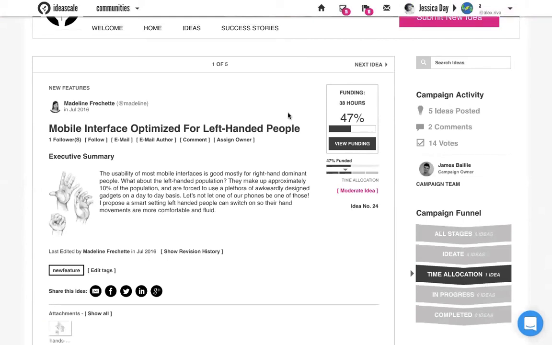So I think that's a basic overview of the different evaluation possibilities for ideas in IdeaScale. But let's go ahead and open it up to questions and see how you're evaluating ideas and what you'd like to do.